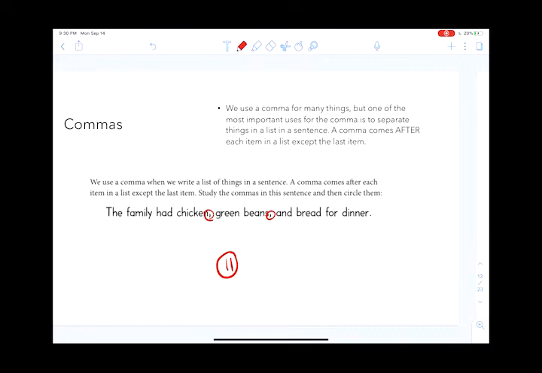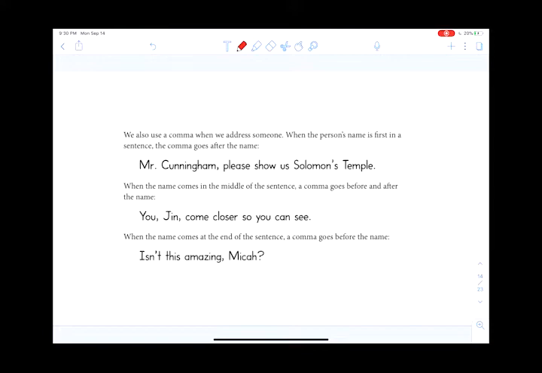Now, the next important use for commas is when we address someone. When addressing someone at the beginning of the sentence, we put a comma after their name. For example, Mr. Cunningham, please show us Solomon's Temple.